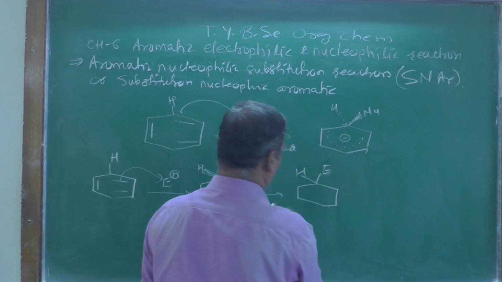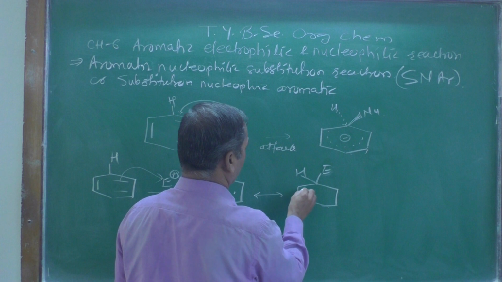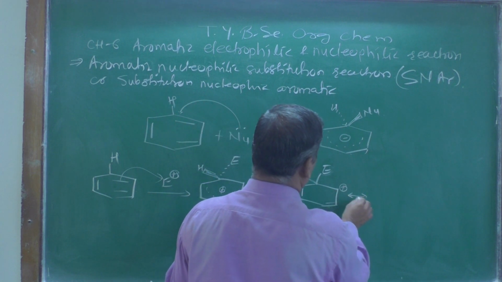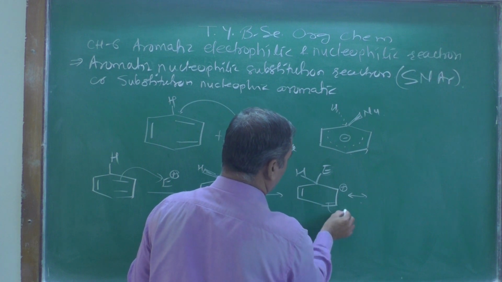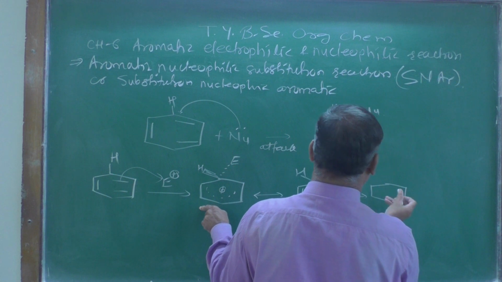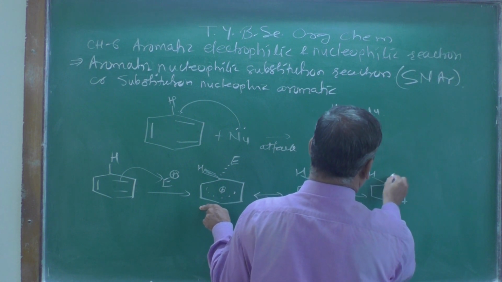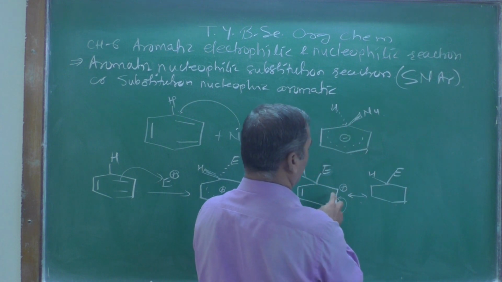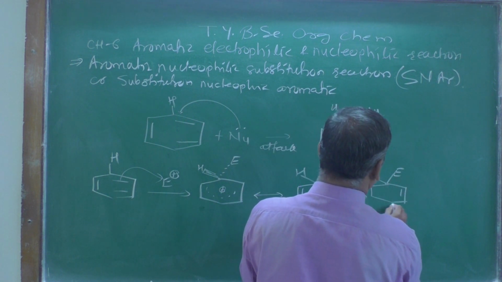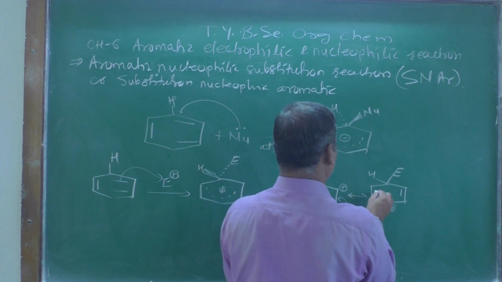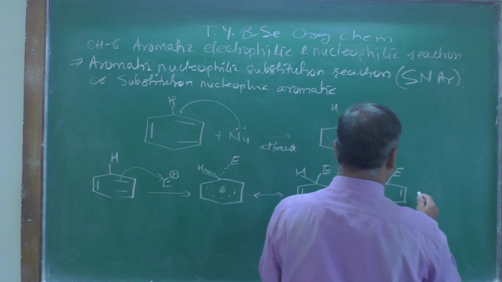Here we can write the electrophile here, and one double bond here, and this positive charge. So this double bond has now shifted from here to here. We can show the resonating structure. Here is a hydrogen atom, here is the electrophile. Now when this double bond shifted from here to here, the positive charge comes on that carbon atom, and this double bond remains as it is over here.